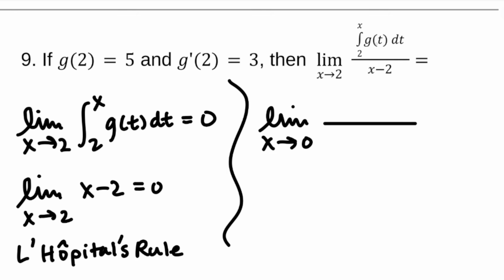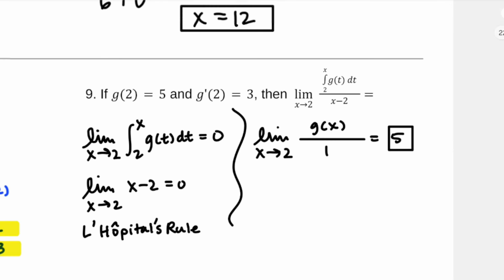And I'm going to consider the limit of the ratio of the derivatives. So the derivative of the numerator is going to be g of x, and the derivative of x minus 2 is going to be equal to 1. And that is not the limit as x approaches 0, it's x approaches 2. And so that would be g of 2, that's going to be 5. So the fact that g prime of 2 is equal to 3 was not useful information to me. Maybe I did need that for continuity, but this is a homework problem. It's not a huge deal.